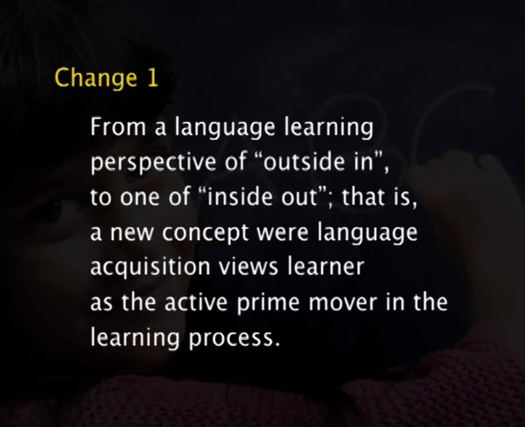They have identified 7 major changes that would be necessary to move away from the traditional models of teaching pronunciation. They are: change number 1, from a language learning perspective of outside in to one of inside out. That is, a new concept where language acquisition views the learner as the active prime mover in the learning process.